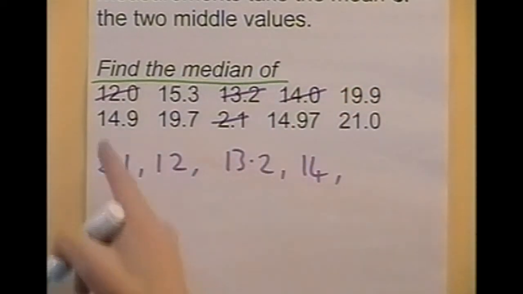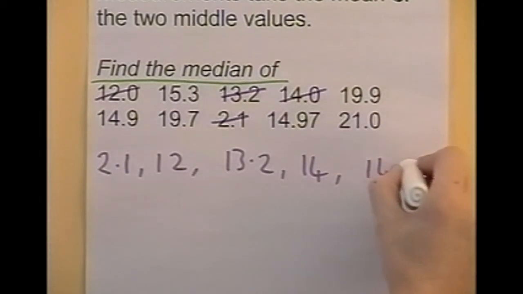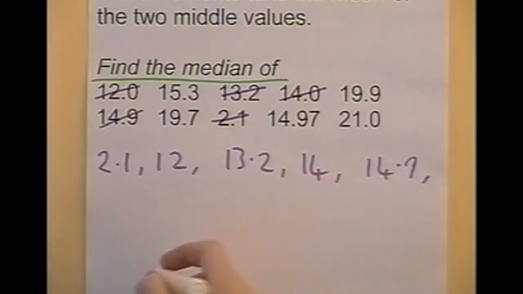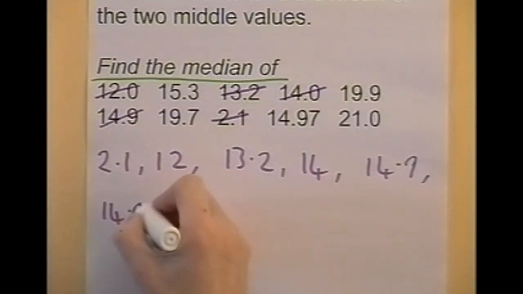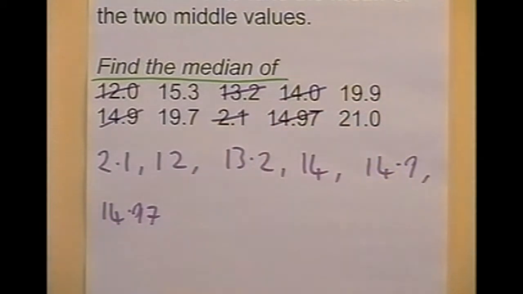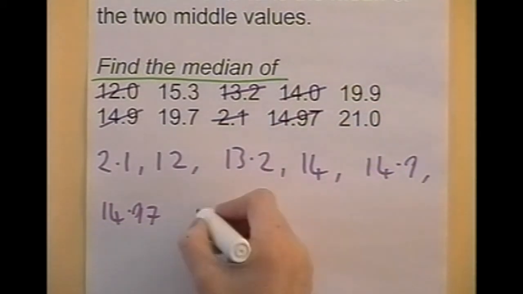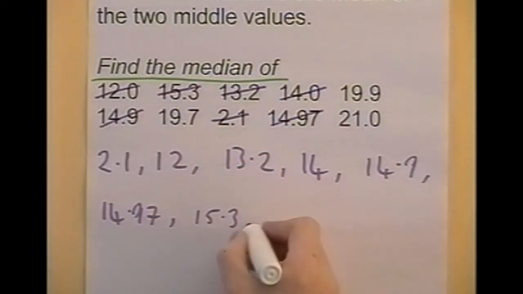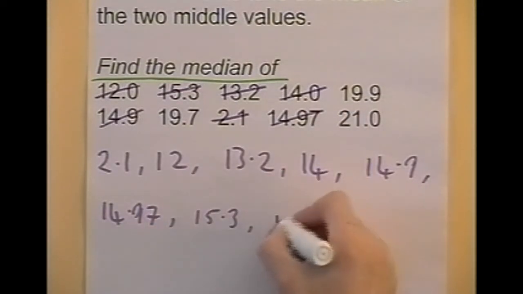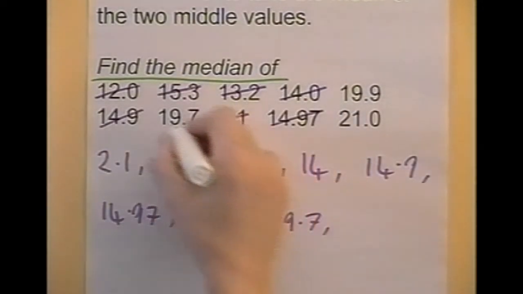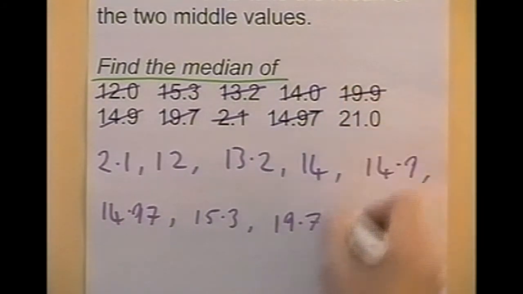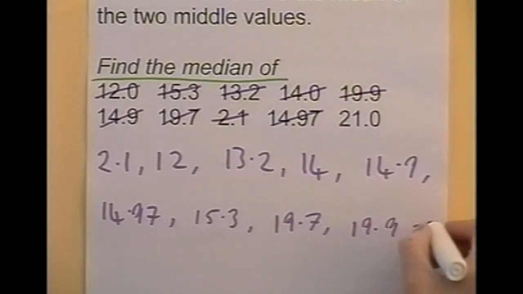Then 14.9, then 14.97, then after that it's 15.3, and after that it's 19.7, 19.9, and finally 21.